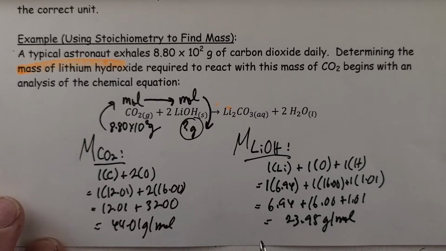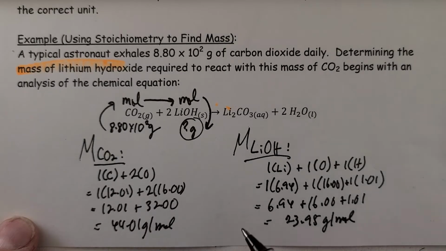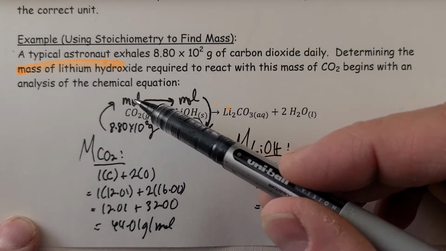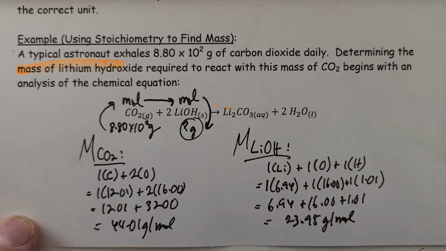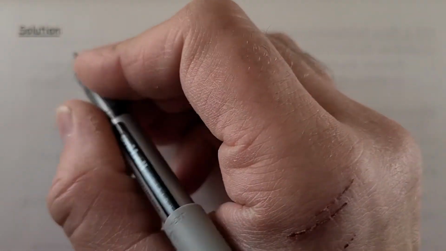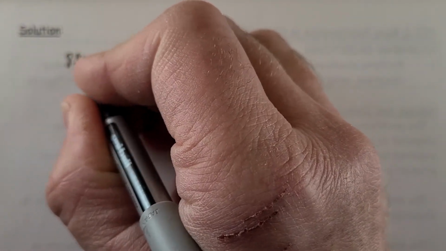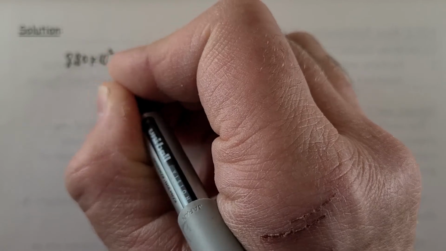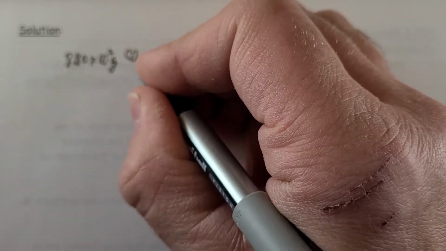So now that we have those molar masses, we can set up our 3-step process here to determine how much lithium hydroxide we need. We can turn to the flip side there because there's a little more room. So starting off with what we had here, we had 8.80 times 10 to the 2 grams of carbon dioxide.